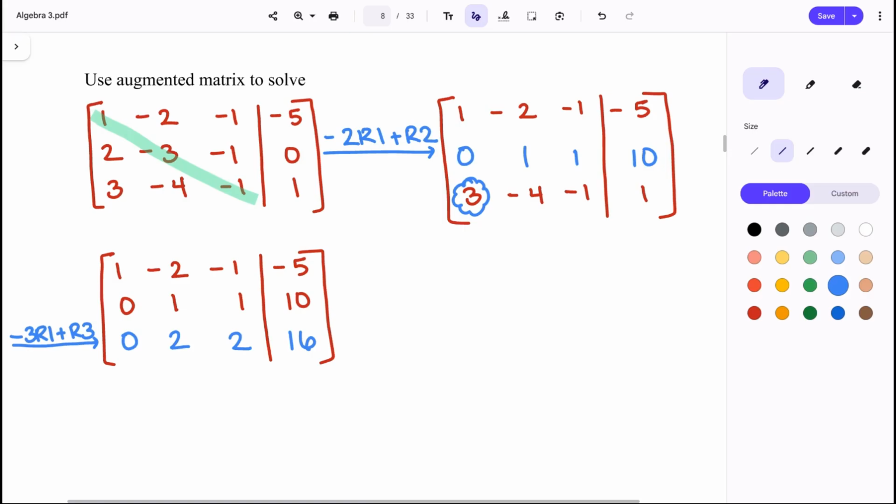Okay, how could I make this 2 become a 0? Yeah, let's just add it to row 1. So let's do row 1 plus row 2.